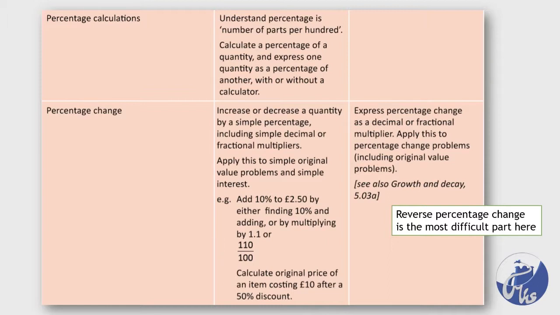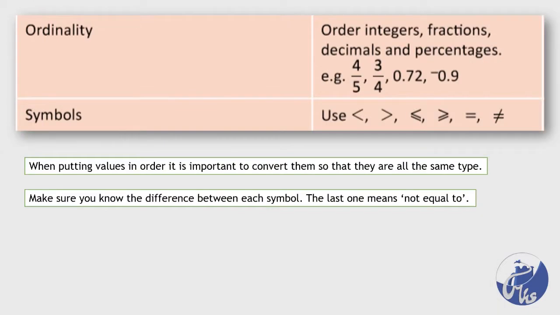Reverse percentage change is probably the most difficult part here, or finding the original value after a percentage change. So this involves a reversing process where you'd want to divide by what would be the appropriate multiplier. I've done a separate video on this, and you may want to look that up separately.